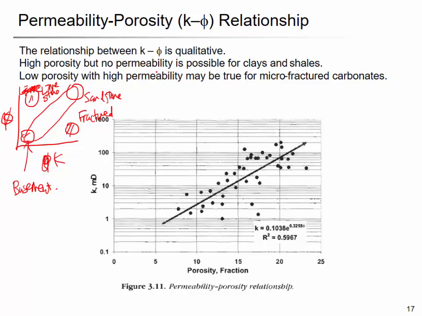So it shows that high porosity but low permeability is also possible in the case of clay and shale. And low porosity with high permeability may also be true for fractured rock. So it doesn't always correlate well when you have very special or different rock formations. But in general, in the sandstone case, the porosity and permeability relation is semi-logarithmic. So here porosity increases linearly, and then the permeability increases logarithmically, right? Exponentially. So you have an exponential relation between K and porosity, a power law.